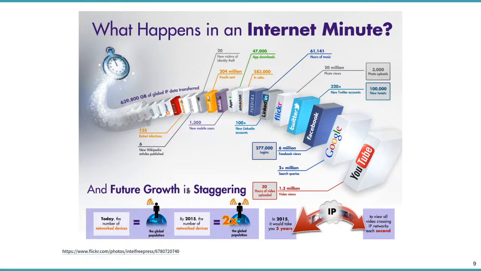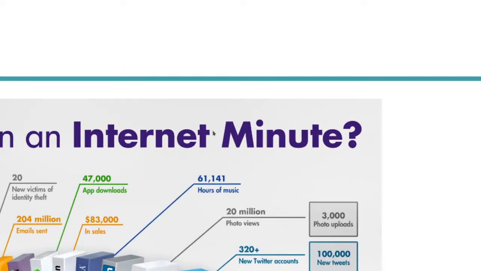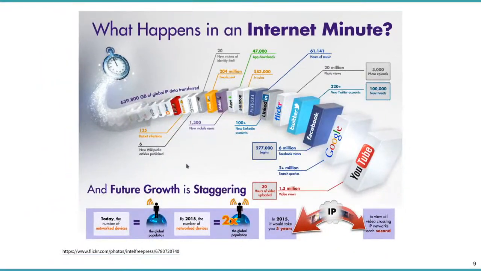And one last infographic that I want to show you is what happens in an internet minute. So this is velocity. The data is produced at a high velocity. In each minute, 20 million photos are viewed on a Flickr page, or 320 new Twitter accounts register every minute. 3,000 photos are uploaded to Flickr, and 100,000 new tweets are sent per minute, and so on. So you see this high rate of data production.